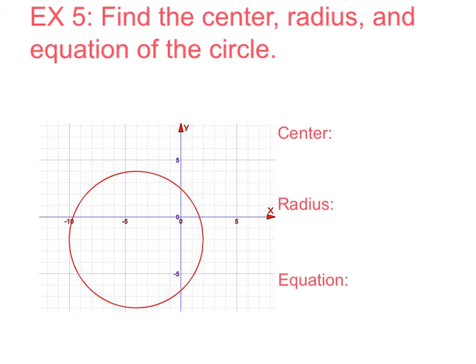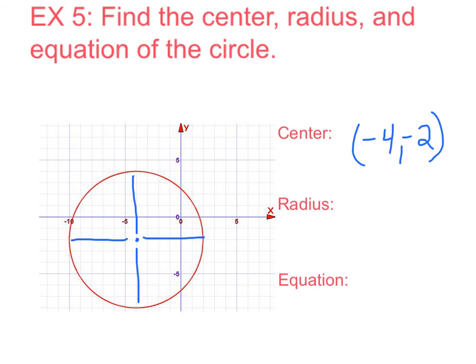Example 5. Find the center, the radius, and the equation of the circle. So we have our graph here. Our center has to be right in the middle. It looks like it's about right there at -4, -2. Now we need to check it, and checking it would be counting to see if it's equal in all 4 directions, making sure it counts to be the same.